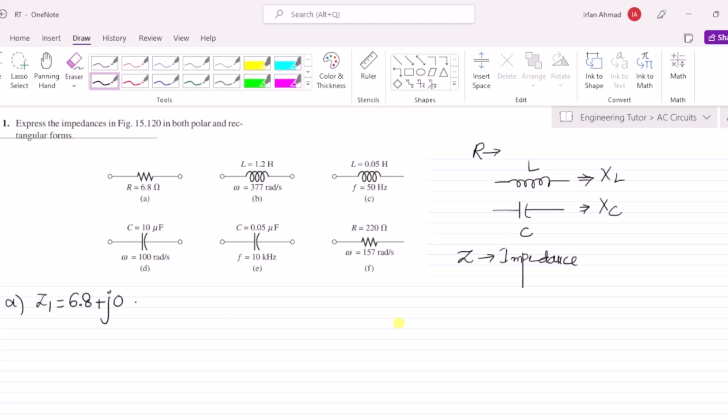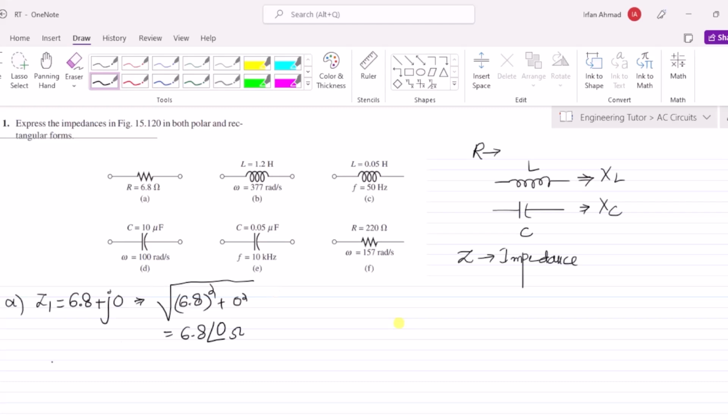Similarly, if I want to represent it in the polar form, what would it be? It would be the square root of 6.8 squared plus 0 squared. So from it I will get 6.8, and the angle here will be 0 degrees. Okay, so that is again 6.8. So that is the solution of my question A.